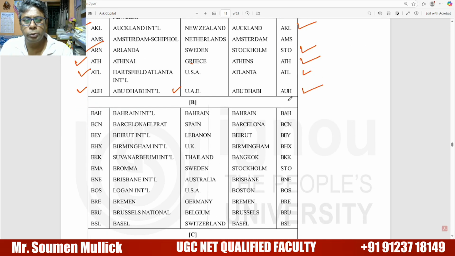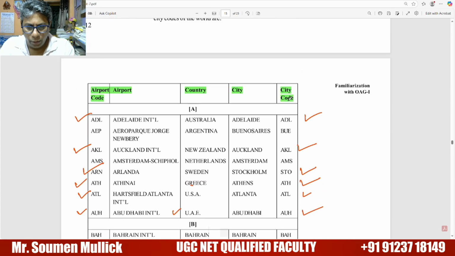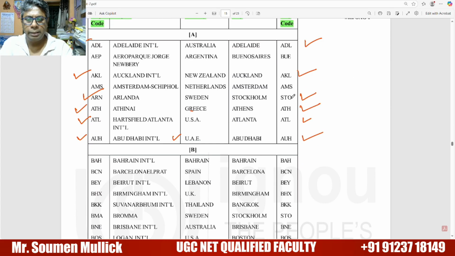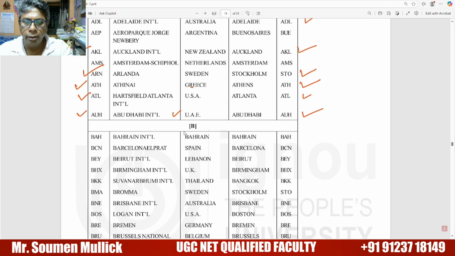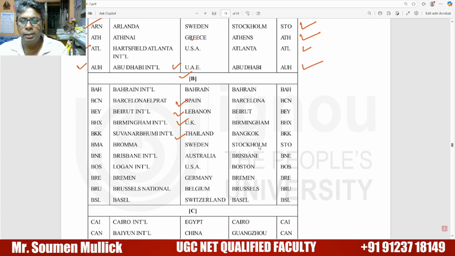According to the English alphabet, they were given starting with A, then B: Bahrain, Spain, Lebanon, UK, Thailand. These are the countries, and the famous city in Thailand is Bangkok, with its airport code. Germany, and Belgium, Brussels is important. Brussels National is the important airport code, and this is the city code. Switzerland, Basel, and Basel is the city code.